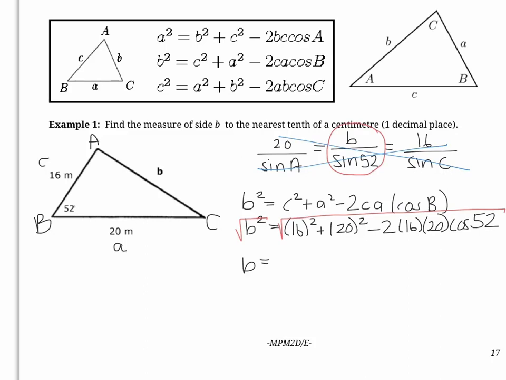If you put that in your calculator, and we round to the nearest tenth, we are going to get 16.2 approximately meters. And there is our final answer. Is this a reasonable answer for this? This is not to scale, obviously, but 16.2 is reasonable given the angle and the other two dimensions.